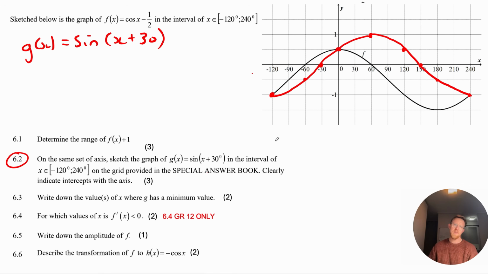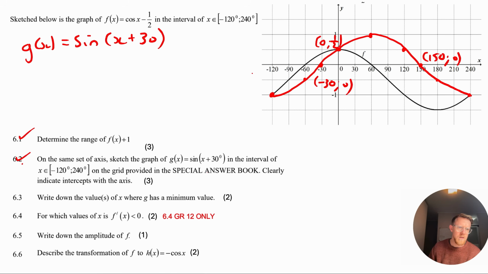Okay, so there we have it. Done this one, and then clearly indicate intercepts. Okay, so let's indicate the intercepts. Boom. And this one was 0.5, and then negative 30 and 0.